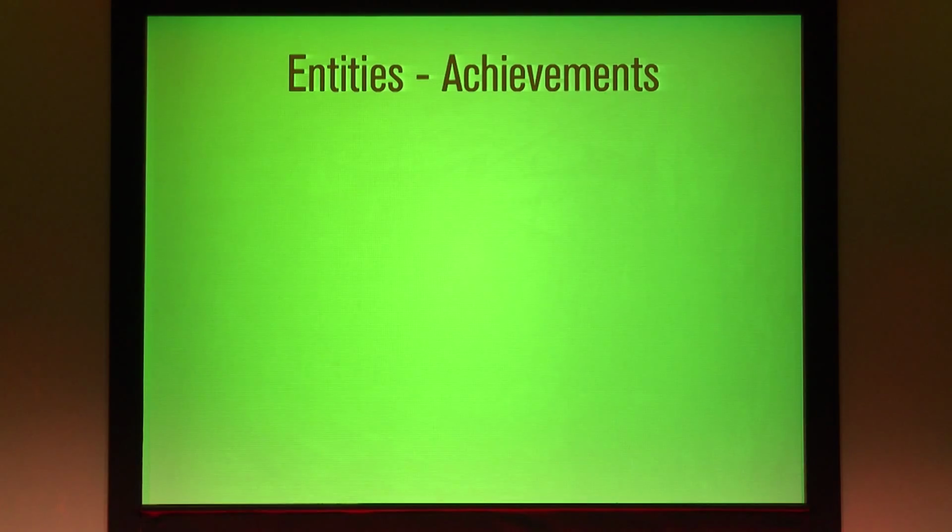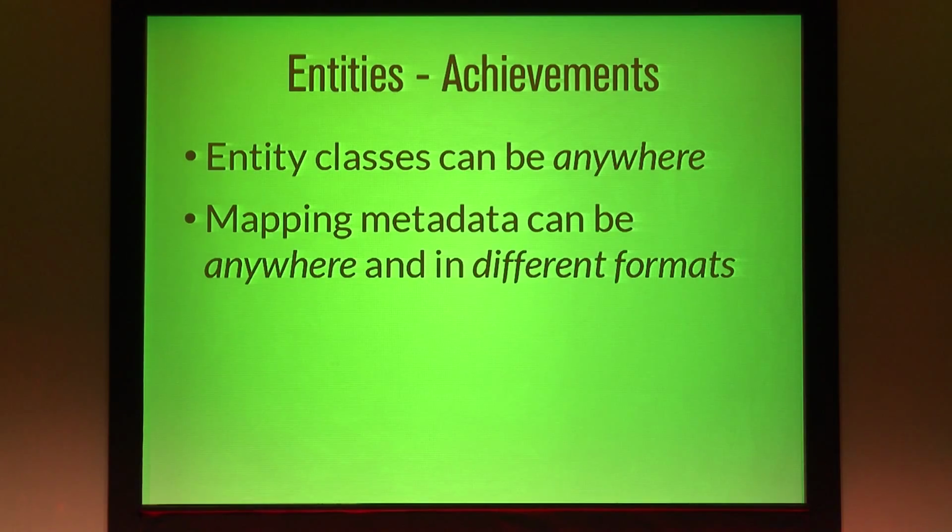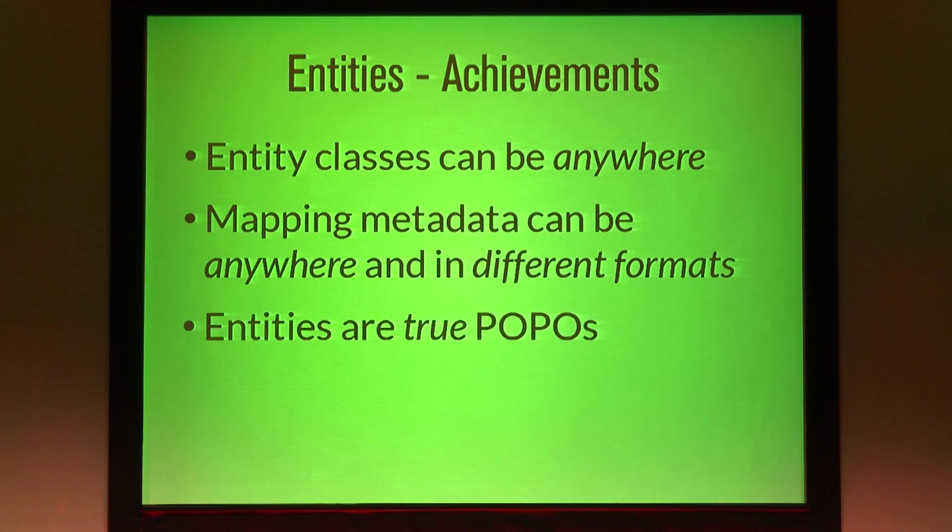So what have we achieved with regard to entities? Well, as I said, entity classes can now be anywhere. It's just that you have to provide the mapping metadata, but it is not part of the entity itself anymore. And also the mapping metadata can be anywhere, and it can be in any different format. So there is the YAML format, there's also PHP format. Well, in the end, entities are true POPOs, which we really wanted. And just looking at an entity class you won't recognize the fact that it is going to be used to be persisted somewhere.